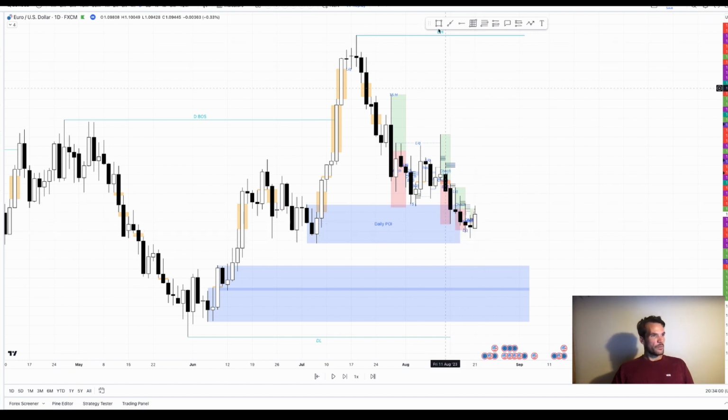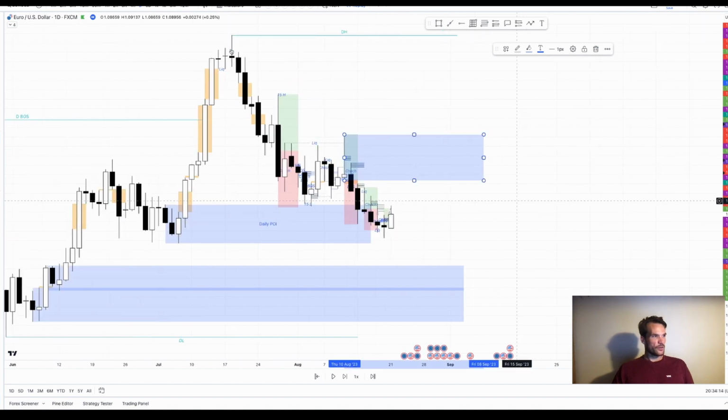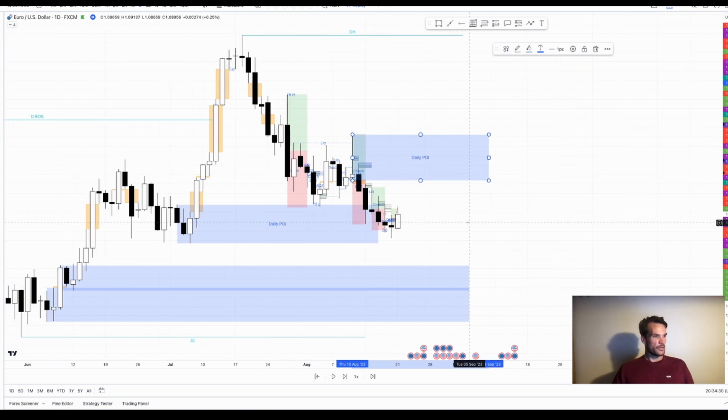One thing I will mark out now, it is a little bit messy, unfortunately, but this area here. We pretty much have this internal daily leg moving down, a big sweep, and then an internal daily break of structure there. And this was the big area that led to that, so I'm going to mark that out. It's quite significant, and we'll see if that comes into play at some time.